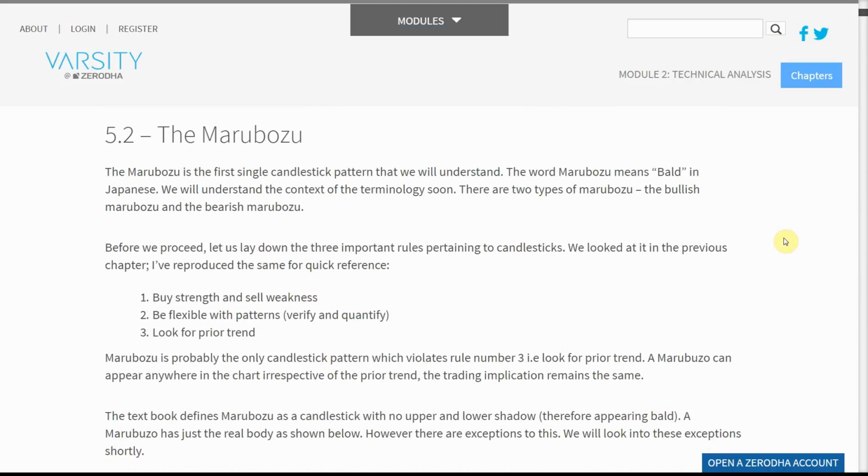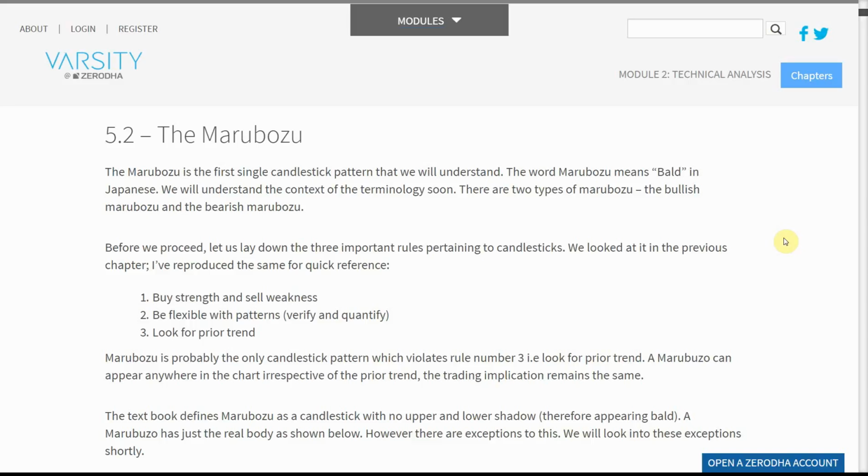5.2 The Marui BOSU. The Marui BOSU is the first single candlestick pattern that we will understand. The word Marui BOSU means bald in Japanese. We will understand the context of the terminology soon. There are 2 types of Marui BOSU, the bullish Marui BOSU and the bearish Marui BOSU. Before we proceed, let us lay down the 3 important rules pertaining to candlesticks. We looked at it in the previous chapter. I've reproduced the same for quick reference.